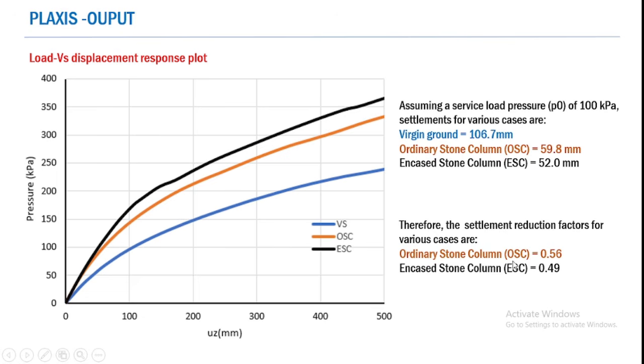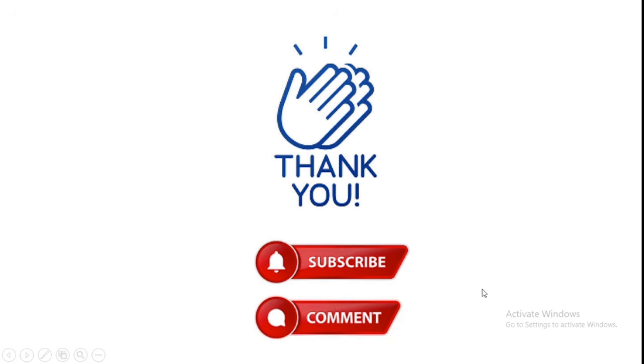For the ordinary stone column, OSC, it is 0.56, and remember that the settlement reduction factor is defined as the settlement with the stone column divided by the settlement corresponding to the virgin ground. And finally, for the encased stone column, ESC, it is defined as 52 divided by 106.7, and this works out to be 0.49. So that's all for this presentation.